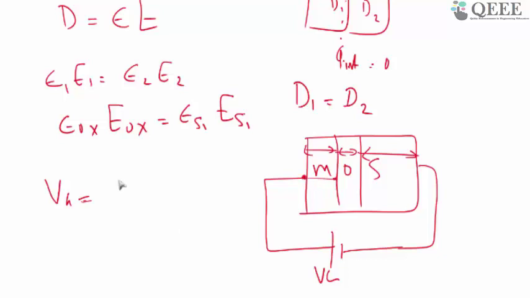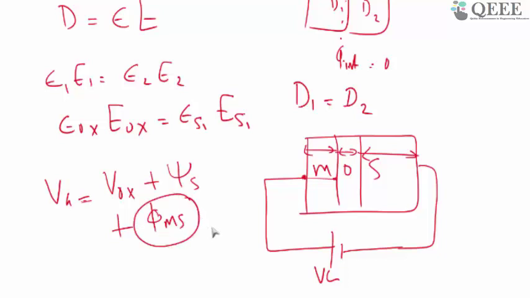So the VG is distributed between the oxide and the semiconductor. VG will be Vox, the drop across the oxide, plus the drop across the semiconductor, which we call psi s, plus we need to think about phi ms, the work function difference. So don't neglect this term. Students normally make the mistake of neglecting it. This is very important.